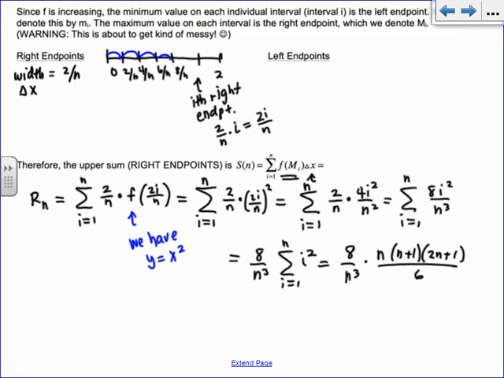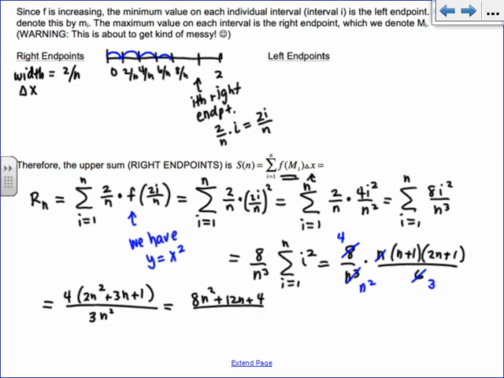Okay, and now it's just an algebra problem. You're just simplifying. So if you need to pause and try it, I recommend doing that. It's always best to try. Okay, so the 8 and the 6 reduce out and become 4/3. N and n cubed, n squared. I FOIL the top. So I have a 4/3, and then I have 2n squared plus 3n plus 1 all over n squared, which is going to be 8n squared plus 12n plus 4 all over 3n squared. So I get 8/3 plus 4 over n plus 4 over 3n squared.